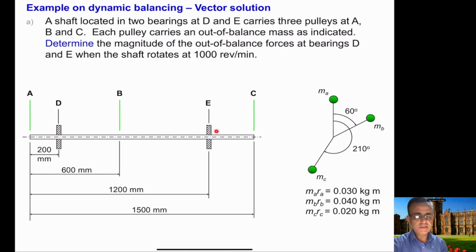Now, as we explained in the theory, the calculation of the reaction forces is exactly the same as the calculation of the balancing masses. So we will be using the equations of the moments and forces, and we will calculate these forces here.